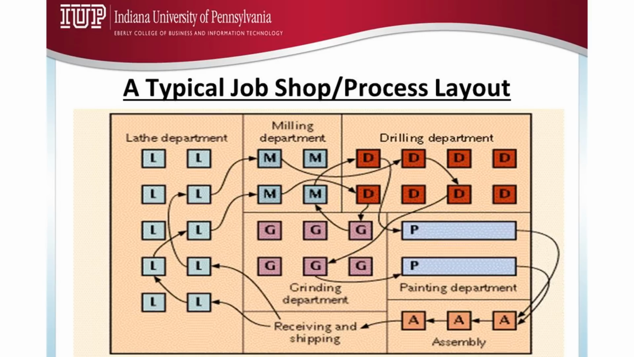Okay, here you see a schematic of a typical job shop or a process layout. You can see that on one side you have all the lathes, that is the turning department or the lathe department. You have a department for milling, a department for drilling, a department for grinding, painting, assembly, on and on. So here you can see those arrows going back and forth.